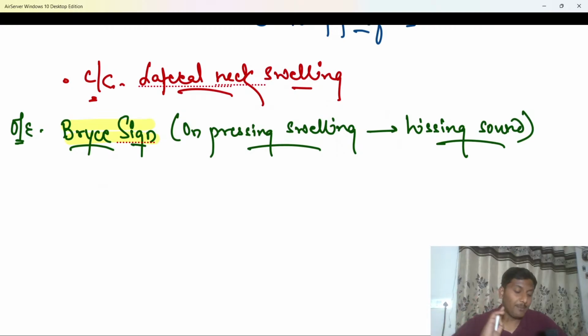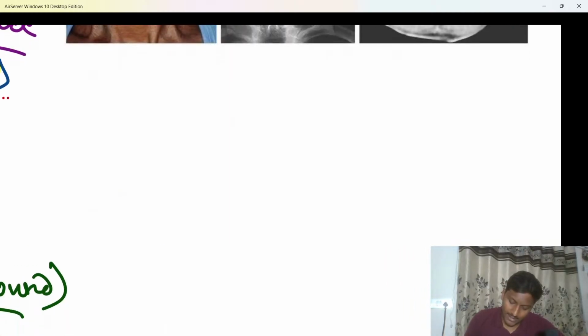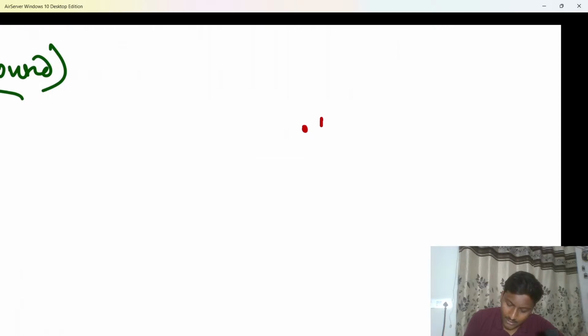So remember, when I press the neck swelling and there is a gurgling sound, that is due to escape of fluid, and that is because there is an outpouching from the pharynx or from the esophagus. That condition is called Zenker's diverticulum, and that is what is known as the Boyce sign. So remember, it is a close differential, don't get confused. Boyce sign, B-O-Y-C-E. Boyce sign is important from surgery as well.